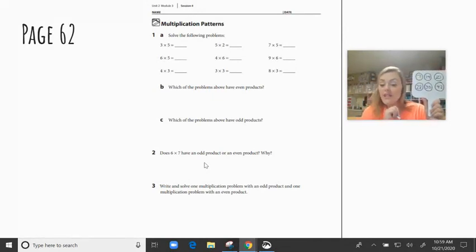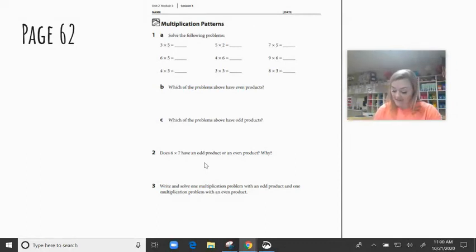So is 42 odd or even? Looking at the number 42, it ends in the digit 2, and we know that 2 is an even number. 2, 4, 6, 8, or 0 tells us that it's even. So for number 2, you would write 42 is even. I know because it ends in the digit 2.